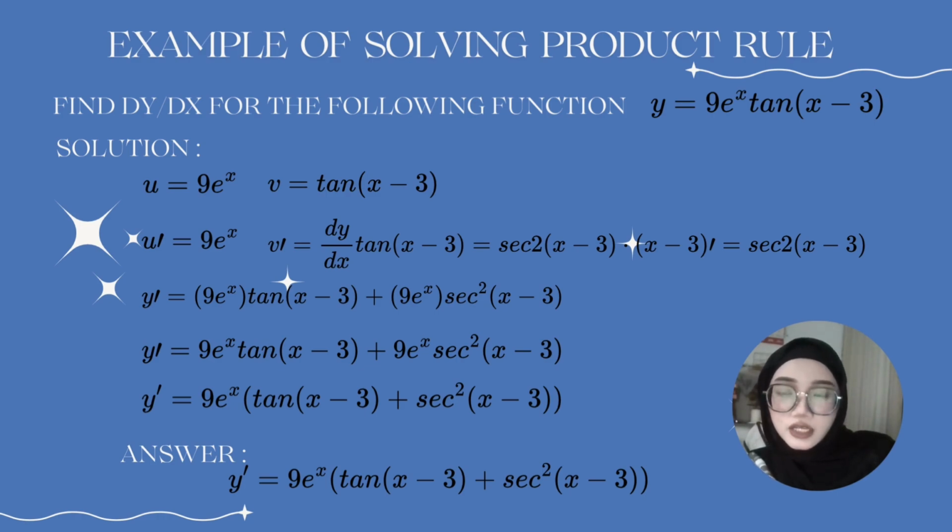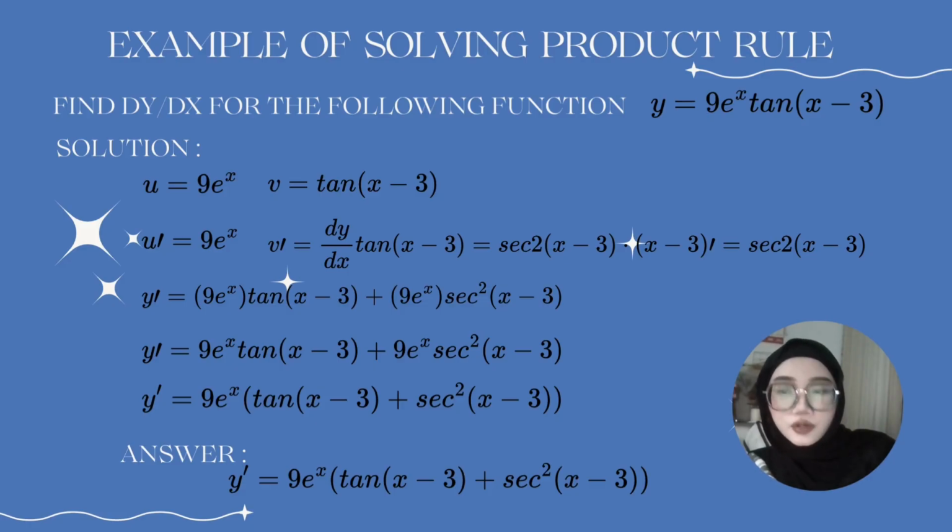Now, I differentiate each part. The derivative of u is u prime equals 9e to the power of x, since the derivative of e to the x is still e to the x. Next, I differentiate v. v is tan of x minus 3. The inside is x minus 3, and its derivative is 1. So v prime equals secant squared of x minus 3.